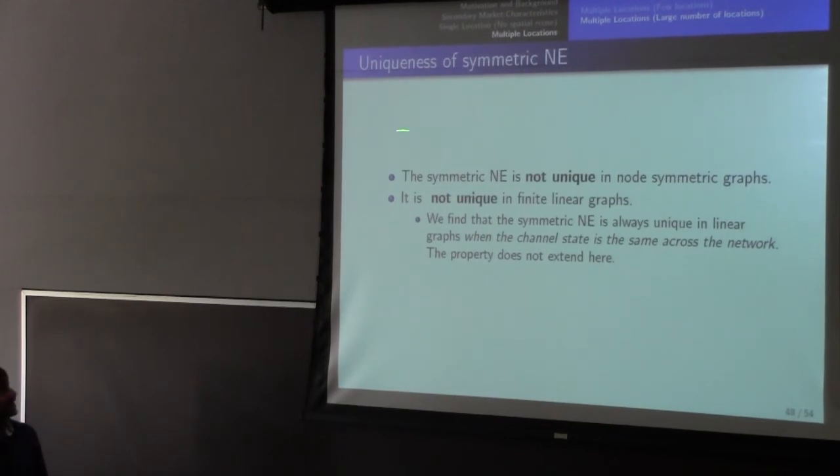And what about the uniqueness of the symmetric NE? Again, the symmetric NE is not unique in a node symmetric graph, and it is not even unique in the linear graphs. As we have seen in the setting when there are few locations and the channel state is the same across the network, there is a unique NE in the linear graph. But this property does not extend to this setting.